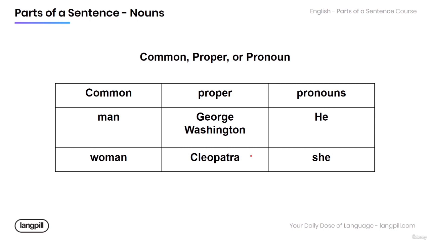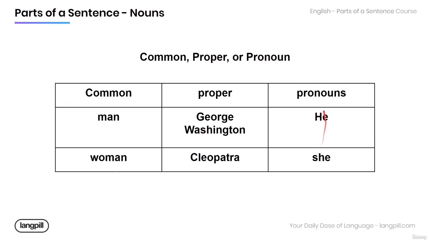You also have nouns divided into common nouns, proper nouns, and even pronouns. So common nouns are like this: man and woman. Okay, these are ordinary nouns that aren't unique. They aren't special. Okay, a proper noun is something that is unique, like a name of someone. So George Washington is a proper noun. Cleopatra is a proper noun. But man, right, there are many men. We're not talking about a specific one, so it is a common noun.